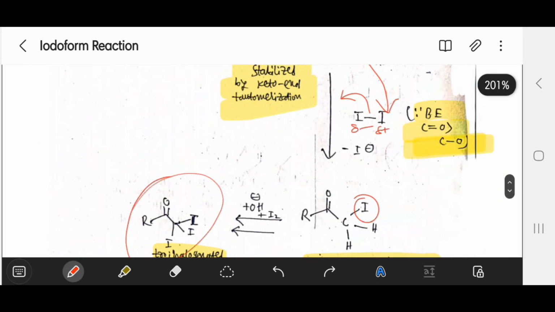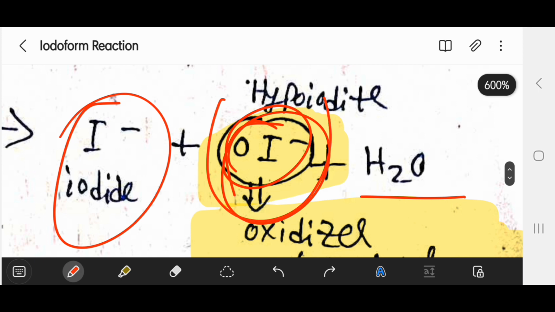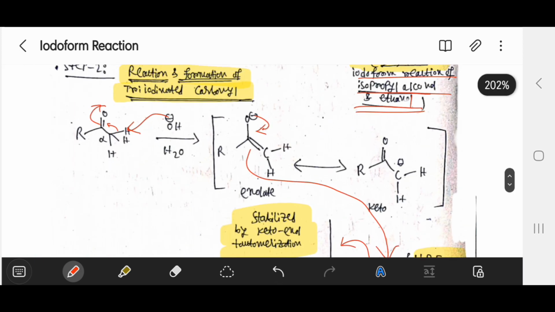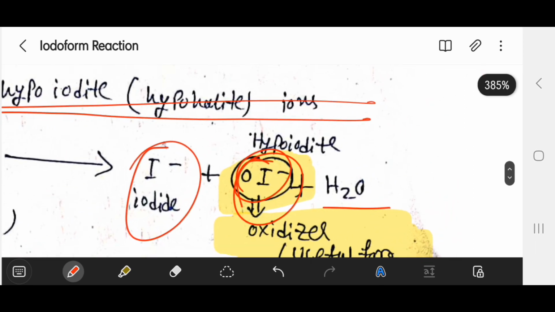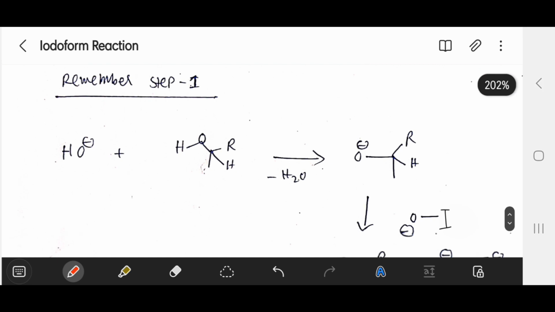Do you remember step 1? So in step 1 we did get this entity. This is hypoiodite or hypohalite. It is very oxidizing. It is a strong oxidizer. So what will it do?